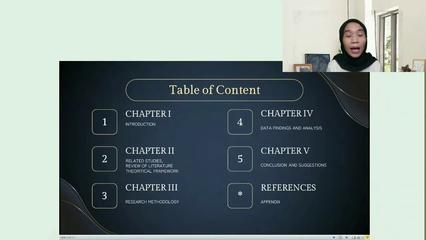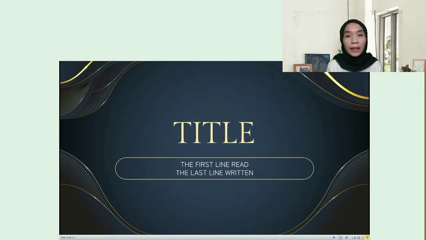Okay. And here is the table of contents. I can say that this is the general way. This is a trend, a five-chapter thesis: Chapter 1, 2, 3, 4, and 5. Then you have references, including the appendix. Alright. Next, we have the title.